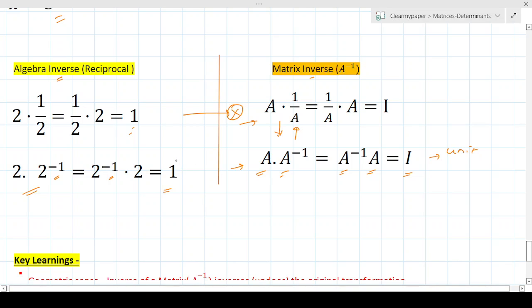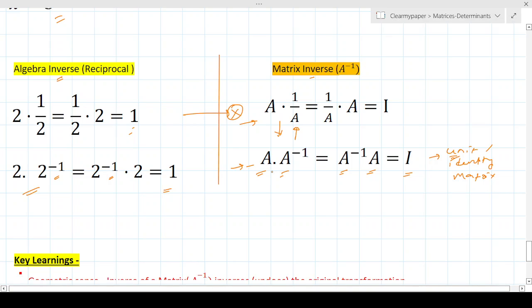In the algebraic case, we get numeric 1. Over here, we get identity matrix or unity matrix, which is nothing but a matrix where the diagonal elements are 1 and the remaining are 0. That's what we get. Okay. And that's what the whole notion about this reciprocal matrix inverse is. So if we're going to just find the inverse of a matrix using this formula, we can find that.